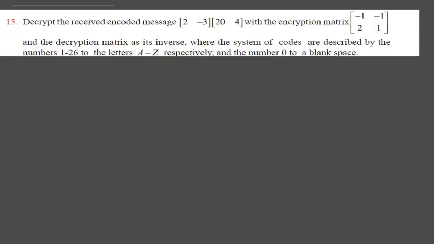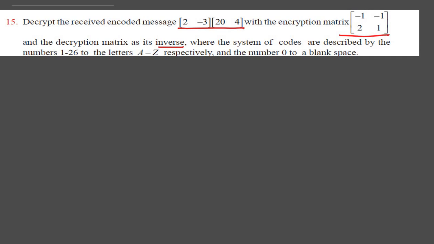Next, question number 15. Decrypt the received encoded message given in the form of a matrix with the encryption matrix. The encryption matrix is given, and the decryption matrix is its inverse, where the system of codes is described by numbers from 1 to 26 for the letters A to Z respectively, and the number 0 for a blank space.